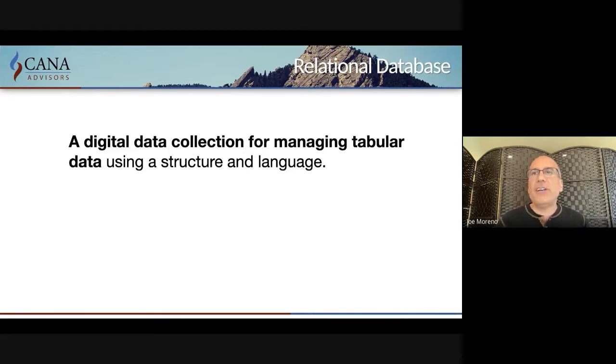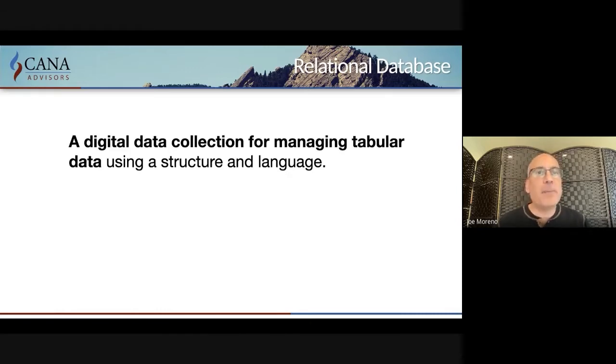Here's a definition of a relational database. This is one of those times where Wikipedia kind of lets you down. If you look up what a relational database is in Wikipedia, it talks about the relational model, and it uses very technical terms like first order predicate logic, and I really don't know what that means. So I've simplified that to this definition here. A relational database is a digital data collection for managing tabular data using a structure and language.